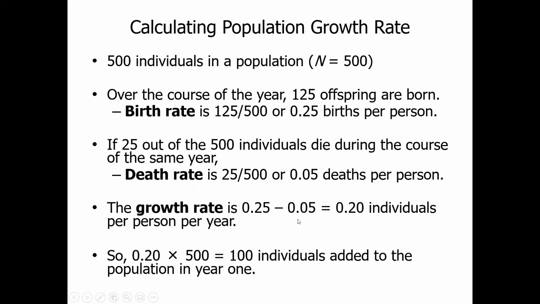So 0.25 minus 0.05 is 0.20 individuals per person per year. So our growth rate, or our R amount, is 0.20. So now we want to find the number of individuals that actually are added to the population over the course of that year. So we're going to take our R, which is 0.20, and multiply it by our N, which is 500, to get 100 individuals added to the population in that first year.